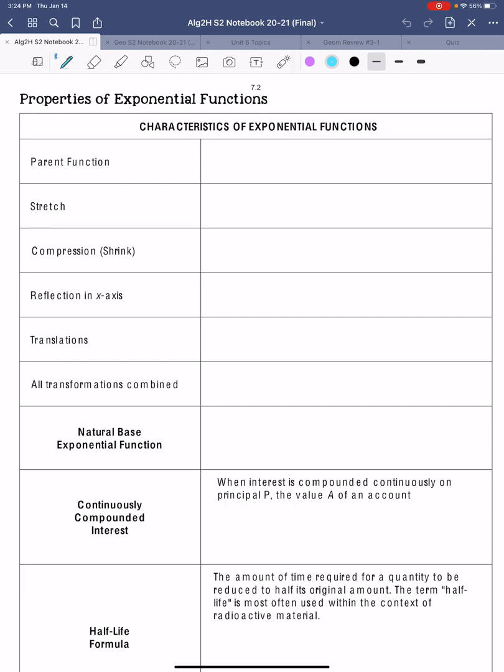Hello everybody and welcome to Notes 7.2. Today we're going to be talking about the properties of exponential functions. So let's go ahead and get started.